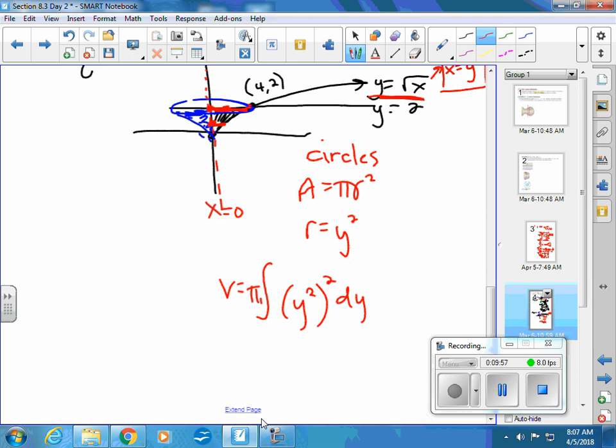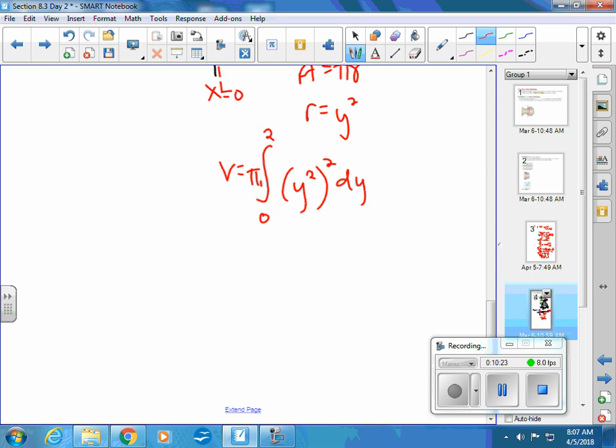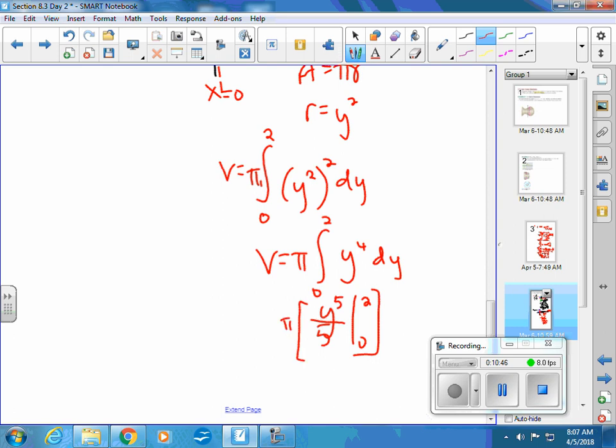Now, what values go here have to be y's. So what y's is this going between, from here to here? What do you think? What y is here? 0. And what y is up here? 2. So it's going from 0 to 2. So for this, I could clean this up just a little bit and say y to the 4th dy. And then integrate it. That part's not new. Y to the 5th over 5, evaluated from 0 to 2, and then multiplied by pi. Top minus bottom ends up giving me 32 over 5 pi units cubed, because 2 to the 5th is 32, and 0 to the 5th is 0.